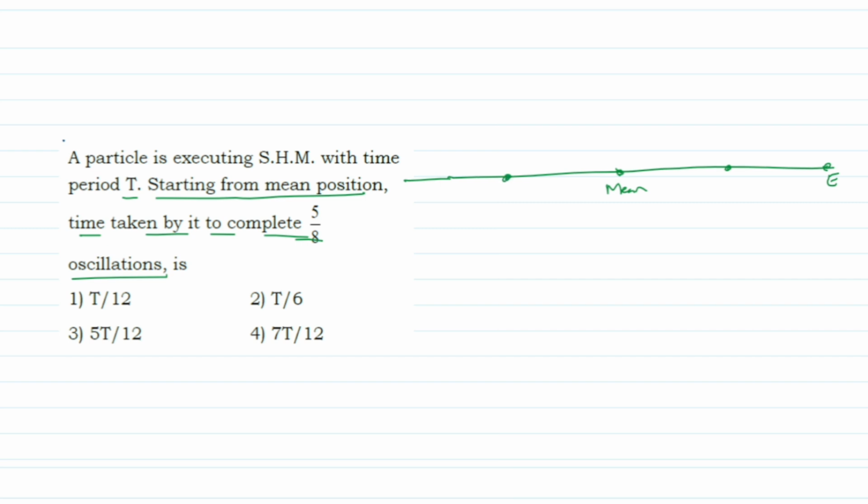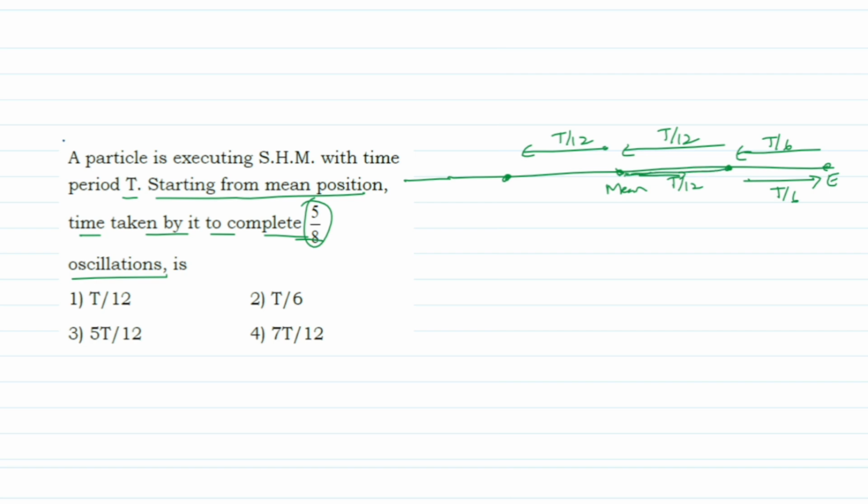this is the amplitude A. Then from here to here it will take T by 12 seconds to move from the mean to the midpoint of mean and extreme, and from the midpoint to the extreme position it will take T by 6. Again from the extreme to here it will take T by 6, and from here to here T by 12, and here to here T by 12. So this is the 5 by 8 of the oscillation they are asking.